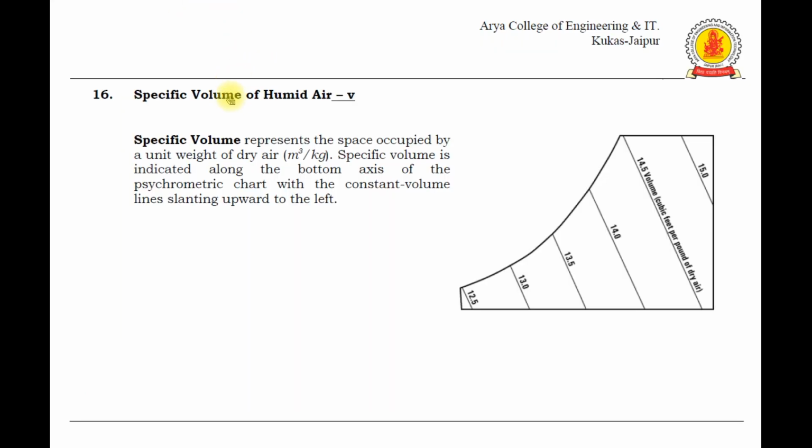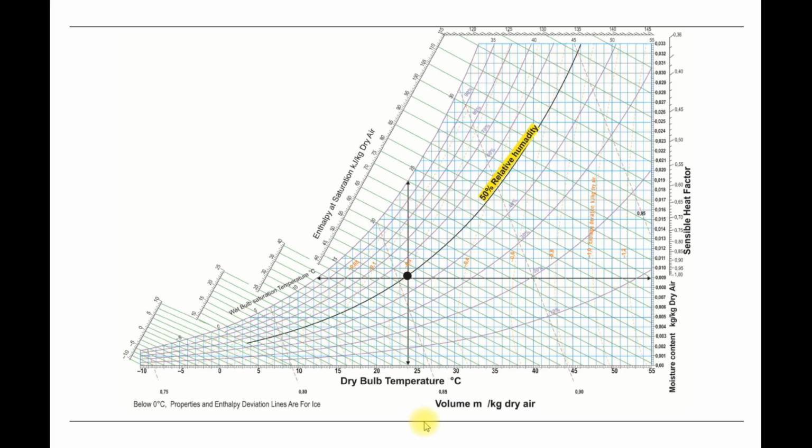Another term is specific volume of humid air. Specific volume represents the space occupied by a unit weight of dry air, meter cube per kg. Specific volume is indicated along the bottom axis of the psychrometric chart with constant volume lines slanting upward to the left. We will see it on the chart. These lines are for specific volume, but as we can see, these are very sparse lines, so it is difficult to find an exact reading, so we will calculate it most of the time.